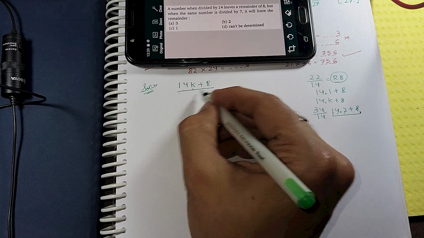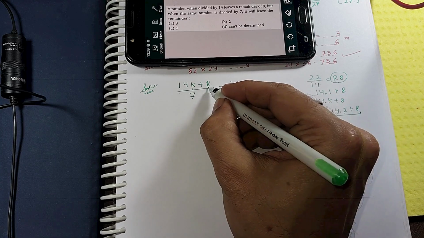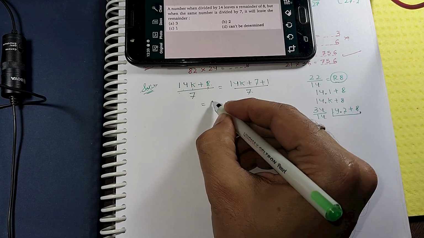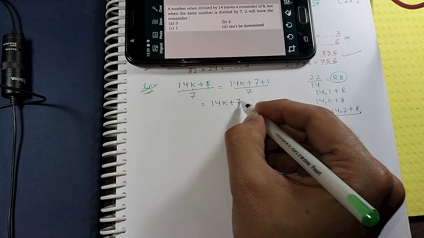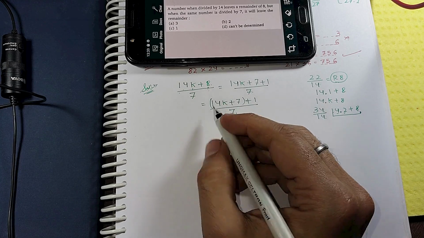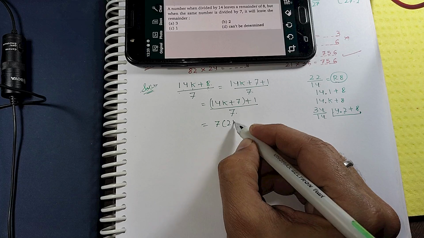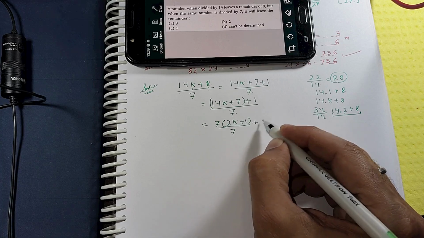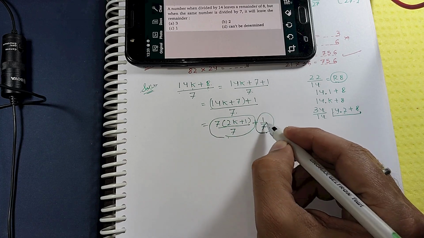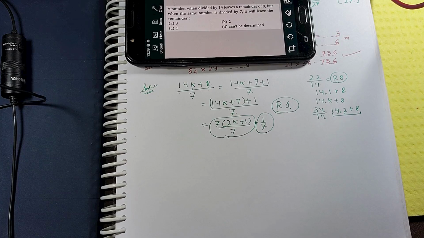Now if I divide it by 7, what will be the remainder? So 14k, I can bifurcate 8 into 7 plus 1, divided by 7. So this will be equal to 14k plus 7 plus 1 divided by 7, right? Since I can take 7 common over here, this will be 2k plus 1, splitting the LCM, plus 1 by 7. So this portion will be completely divisible, so the remainder left will be 1. So when it is divided by 7 the remainder will be 1.